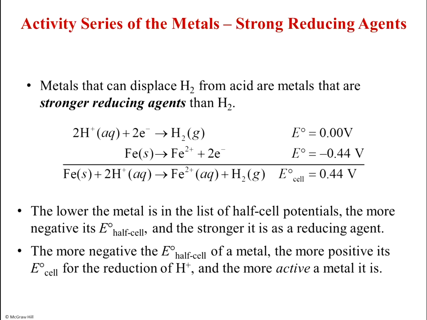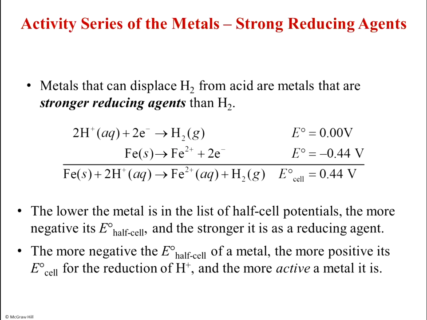Now, we can look and see which metals are stronger reducing agents, and we can compare these to hydrogen in the center of our table earlier. Metals that can displace hydrogen from acids are metals that are stronger reducing agents than hydrogen, or correspondingly, their ions are weaker oxidizing agents than acid.